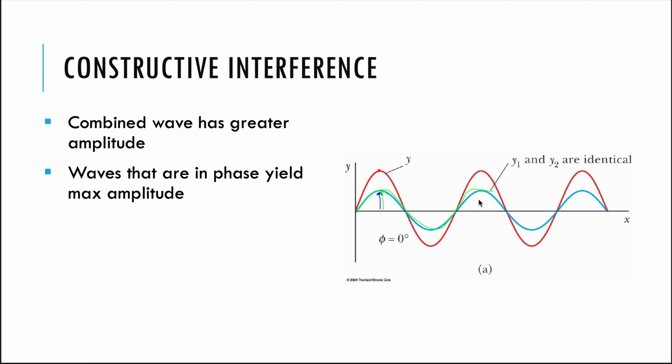Now, this particular picture shows waves that are in phase. When waves are in phase, that means that they reach their maximum at the same time. They reach their minimum at the same time. So they're going to have the same frequency. When this happens, you get the maximum possible amplitude, right? Because the peaks interfere and the troughs interfere, and you get a wave that has a big amplitude.